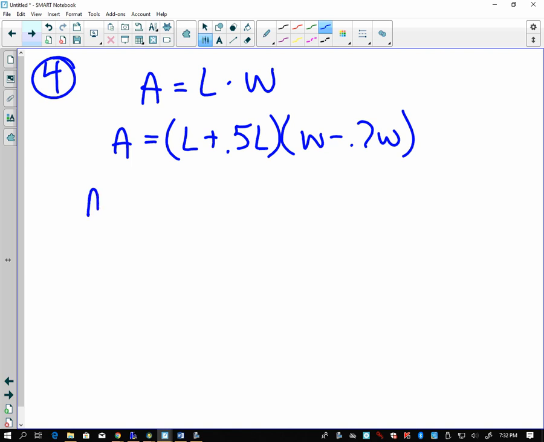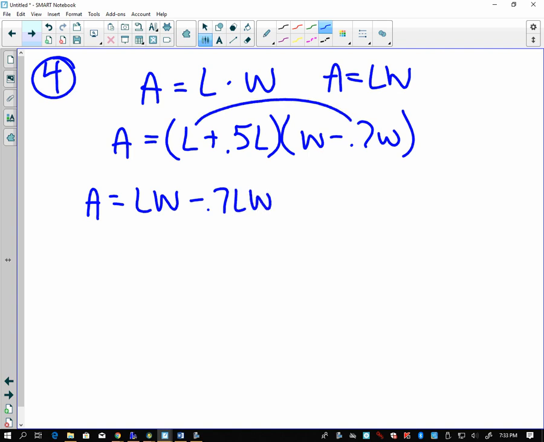Okay, now we can FOIL this. L times W is LW, keeping in mind that standard area equals LW. Then we'd also get negative 0.7 LW, okay, from here to here. We'd get positive 0.5 LW from here to here. And we would get negative 0.35 LW here. Okay, all of those LWs allow me to combine like terms.